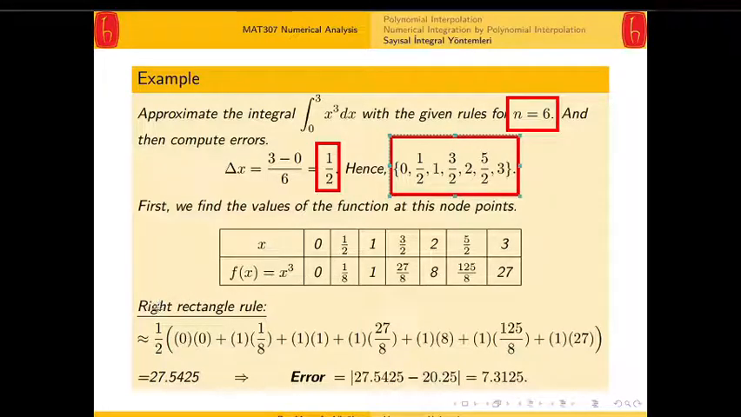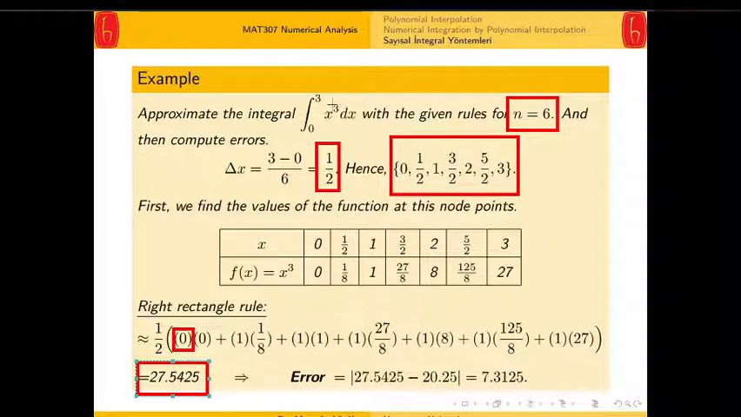For example, if we consider the right rectangle rule, the weights are 0, 1, 1, 1, 1, and it goes all the way up to n, like 1. So this gives us 0 times the function value at the first node, which is 0, and 1 times the function value at the second node, which is 1/8, and so on. We basically multiply each weight with the function value at the corresponding node and then sum them up. The result will be equal to 27.5425. So what is the error?